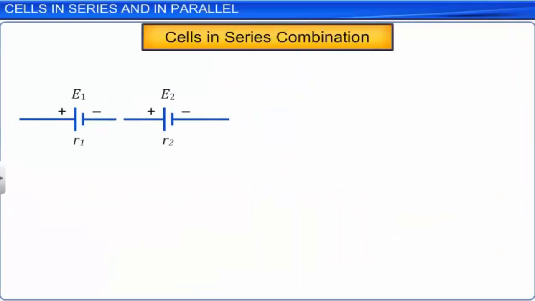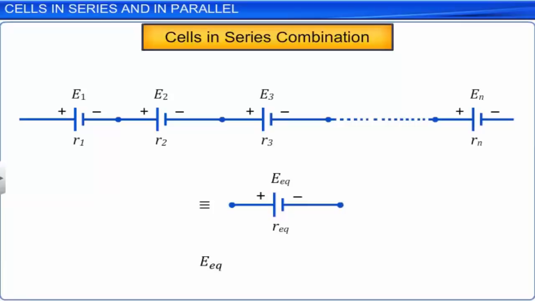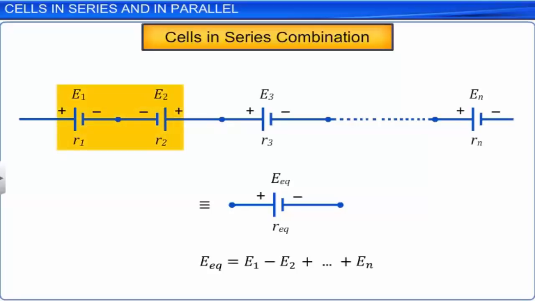We can now extend these rules to any number of cells in a series combination. Rule number 1. The equivalent EMF of a series combination of n number of cells is the algebraic sum of their individual EMFs. If, in the combination, the current leaves any cell from the negative electrode, the EMF of that cell will bear a negative sign. Rule number 2. The equivalent internal resistance of a series combination of n number of cells is the sum of their internal resistances irrespective of the orientation of the terminals of the cells in the series combination.